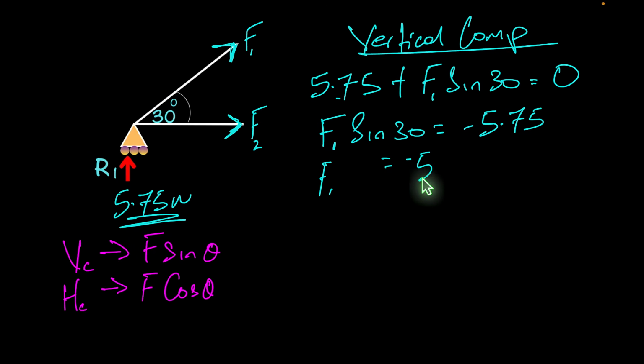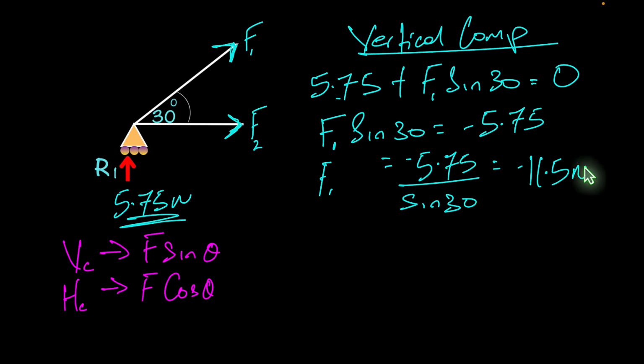So negative 5.75 divided by sin 30 will give us F1, which turns out to be negative 11.5 newtons. So that right there is our F1, and to get F2 we're going to use the horizontal force components method. So for horizontal, I'll just put HC for horizontal components.